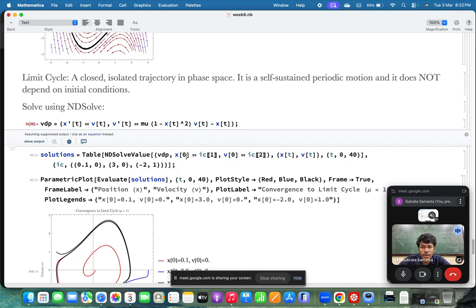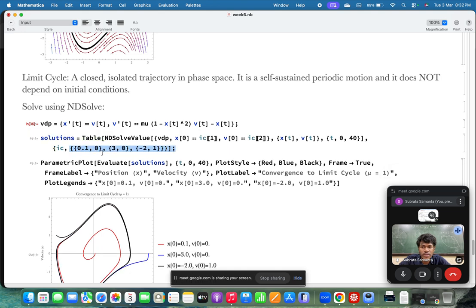And for the initial conditions, I choose a set of different initial conditions. The first one is 0.1, 0, the second one is 3, 0, and the third one is minus 2, 1. So, I choose 3 initial conditions, and for this I construct a table. My solutions are basically a grid of this.